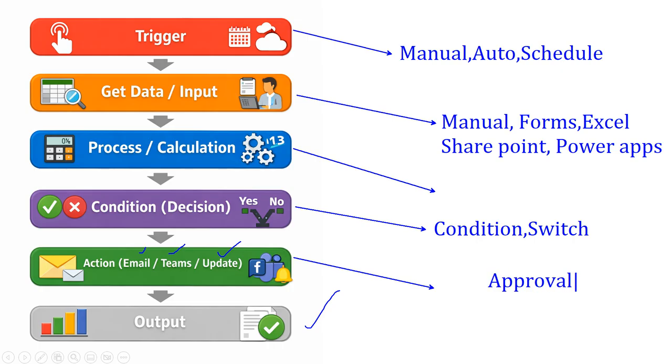If it is rejected, what should be done? Sequential approval, one by one approval, any one approval. There are various processes of approvals. We'll see that approval part also, how to automate the approval part. That's the part we are going to see today.